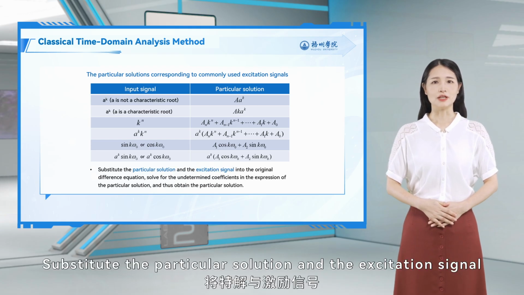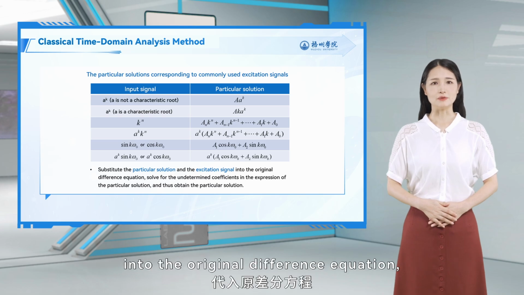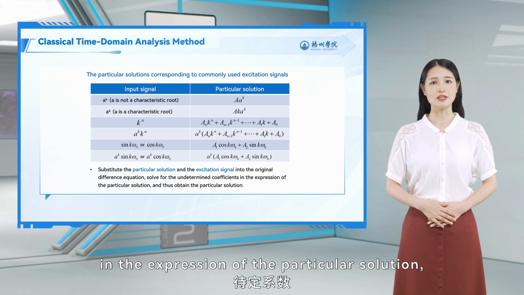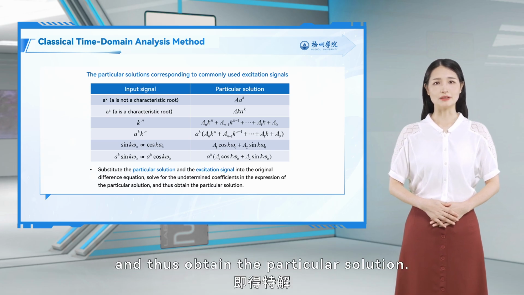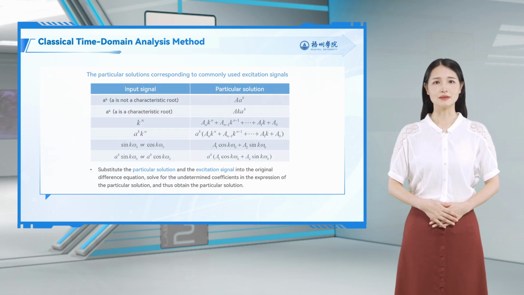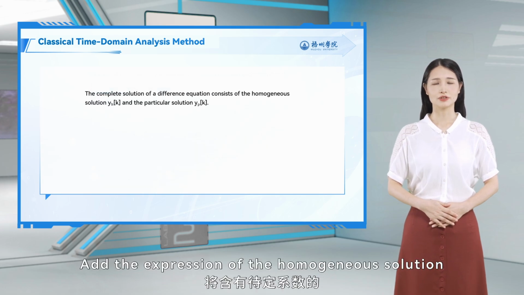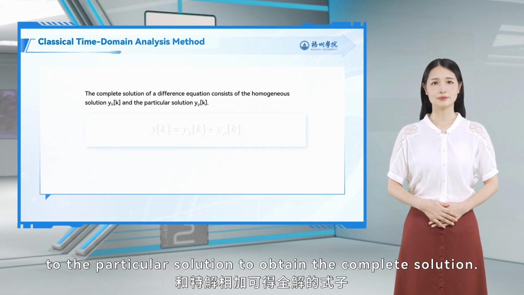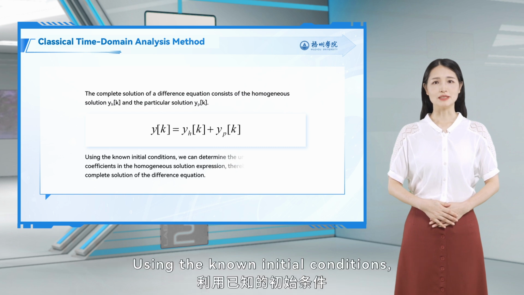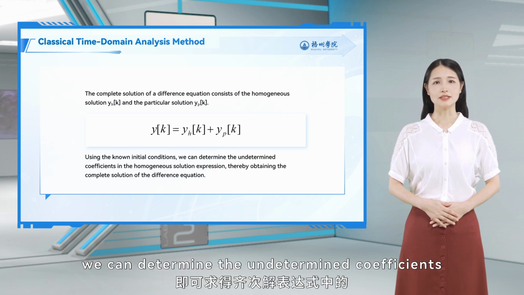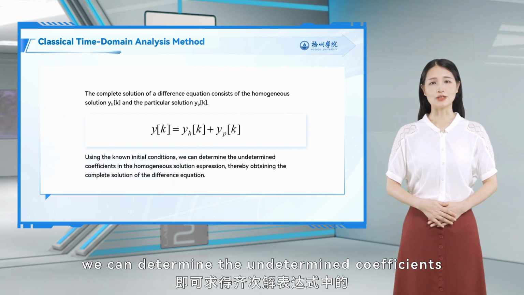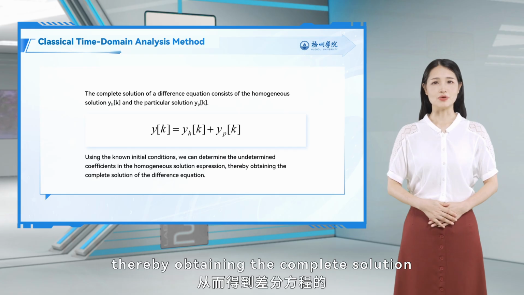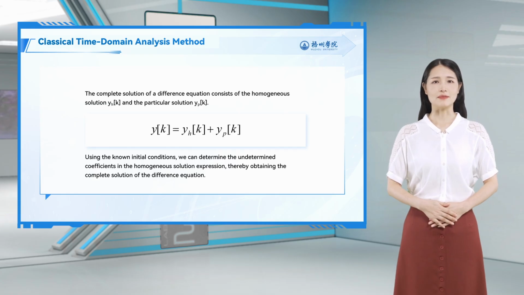Substitute the particular solution and the excitation signal into the original difference equation. Solve for the undetermined coefficients in the expression of the particular solution, and thus obtain the particular solution. Add the expression of the homogeneous solution with undetermined coefficients to the particular solution to obtain the complete solution. Using the known initial conditions, we can determine the undetermined coefficients in the homogeneous solution expression, thereby obtaining the complete solution of the difference equation.